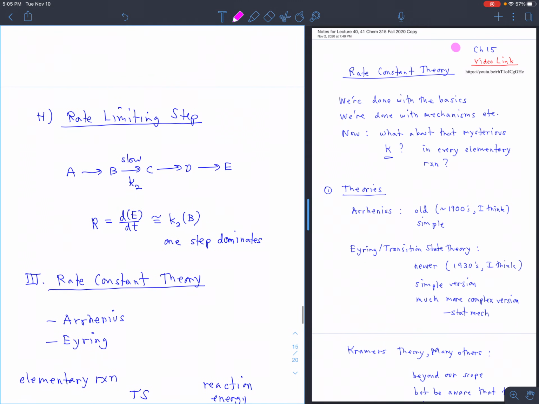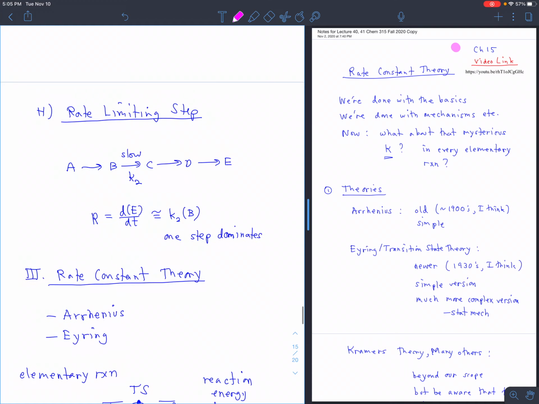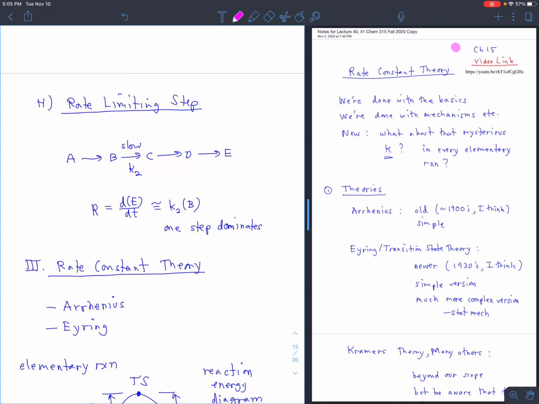The idea of a rate-limiting step, I think probably everybody is familiar with already. It's commonly taught in freshman chemistry and probably in other classes too. The idea is just that if you've got a chain of reactions like this, a sequential reaction with any number of steps in it, but one of the steps is much slower than all the others, let's say at least 10 times slower, then that one step dominates the overall rate, and the overall rate will be about equal to what it would be just from that one step alone.